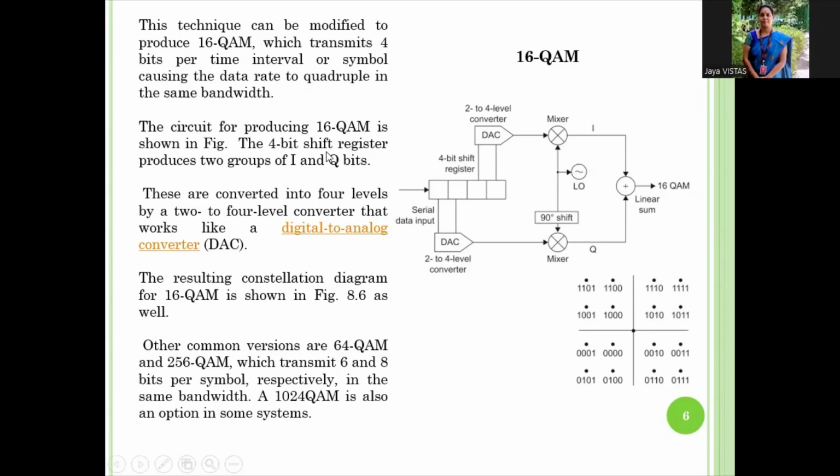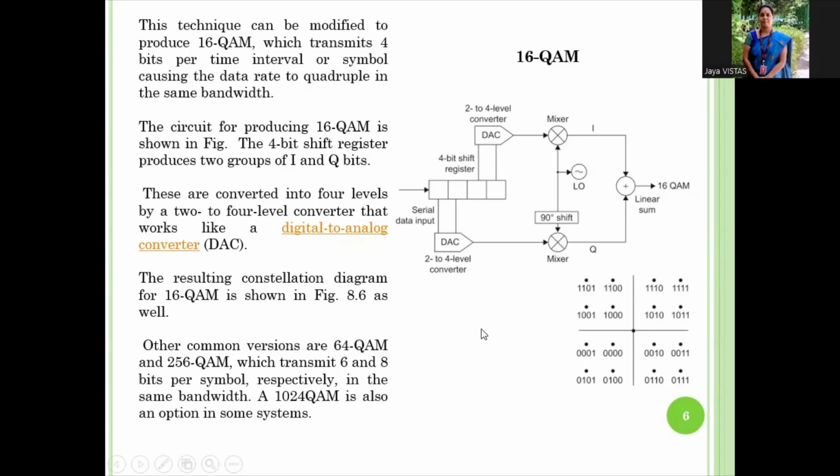Here a 4-bit shift register. In 4 QAM we use the 2-bit shift register, but here we are using a 4-bit shift register. It produces 2 groups of I and Q bits. These are converted into 4 levels by a 2 to 4 level converter, which works like a digital to analog converter, DAC. So the resulting constellation diagram, this is the constellation diagram of 16 QAM.